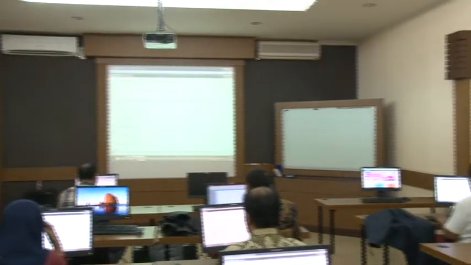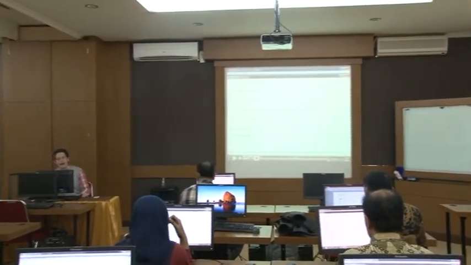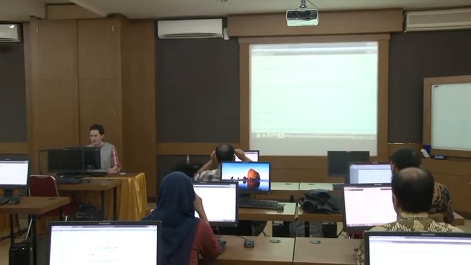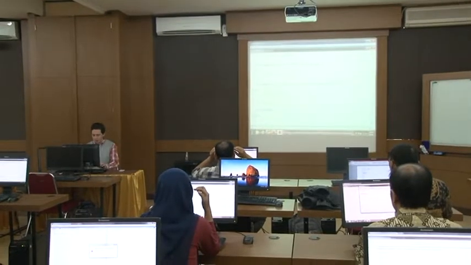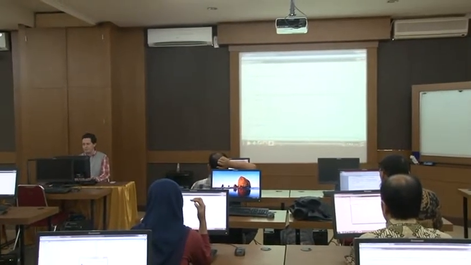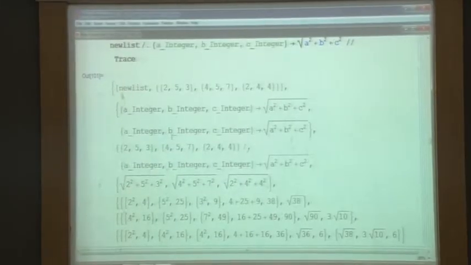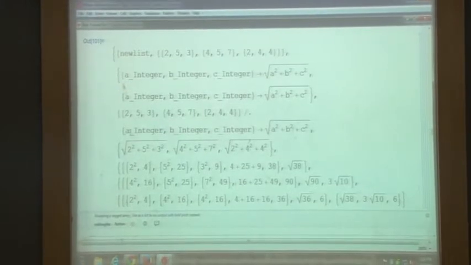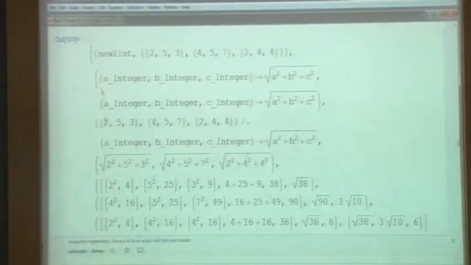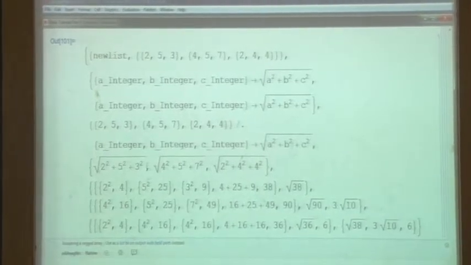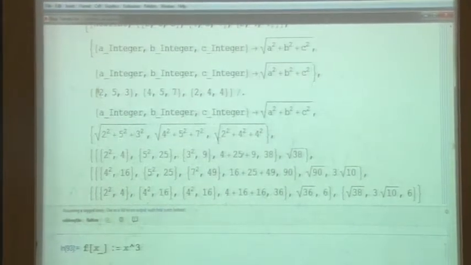Let's try to understand what's going on here, right? Why this works. If you want to understand what's going on and why this works, we can try to take trace here, alright? Then we see that Mathematica is just checking that the head of the elements of the list are integers. And because of that, Mathematica gives you the correct solution, right?